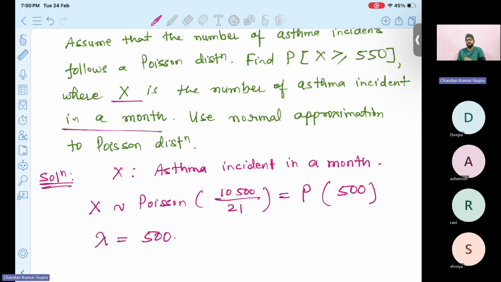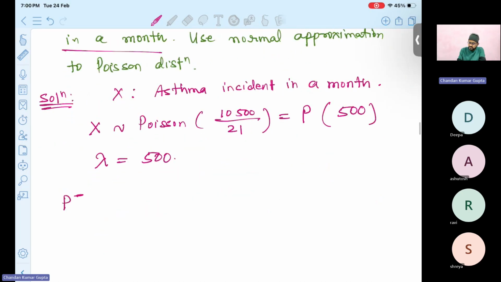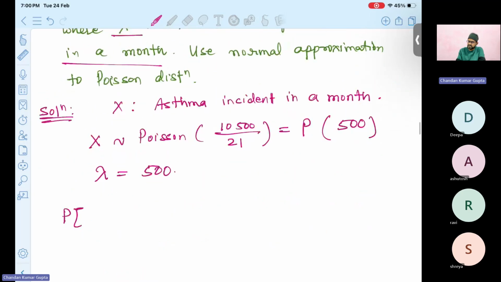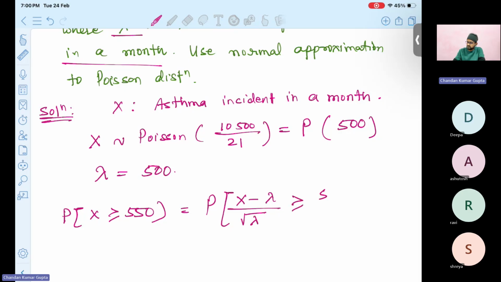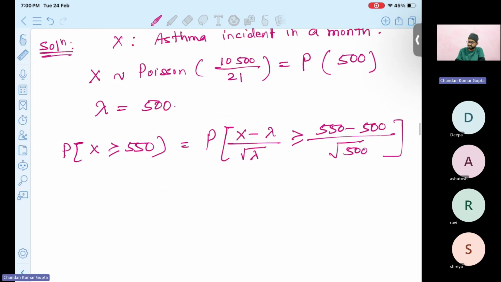Now, since 500 is quite a large number, in the normal approximation to the Poisson distribution, if lambda is large, then we may use the standardization process. So now we need to calculate the probability that X is greater than 550. Which is the probability that (X minus mu) over the square root of lambda, where mu is lambda, is greater than or equal to (550 minus lambda, which is 500) over the square root of 500. This is what we can write.